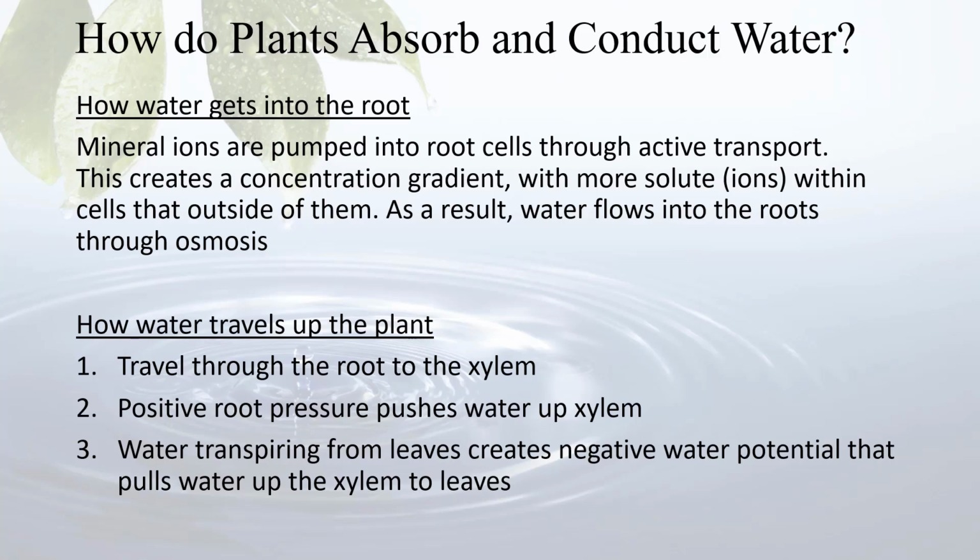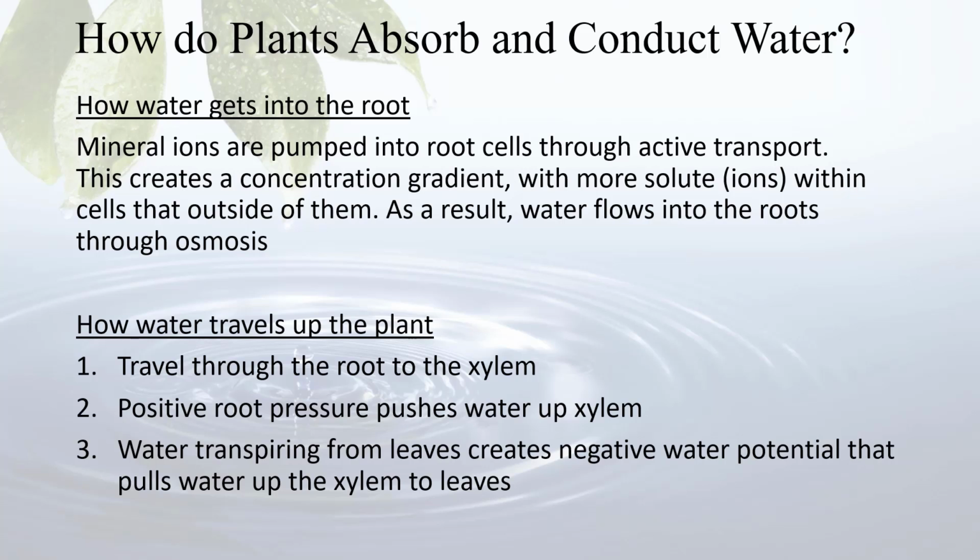And if we have that process and water is in our soil, it's going to result in water moving into the plant cells because of that osmosis, right? It's going to move from where there is low solute in our soil water to where there is higher solute within our plant cells. So that's that process of osmosis, and that's the first step of how our plants absorb and conduct water. It's how water gets into the root. It's going to travel into the root through osmosis.